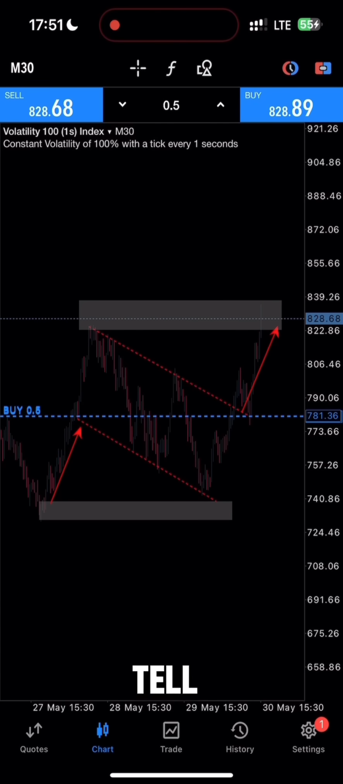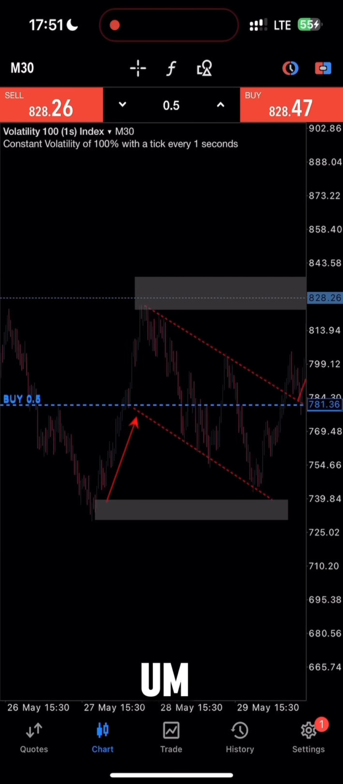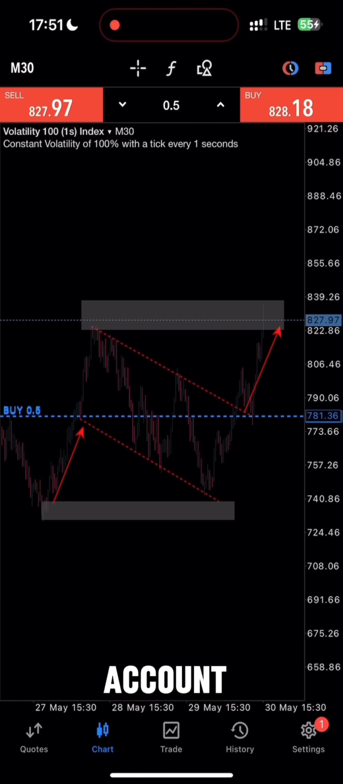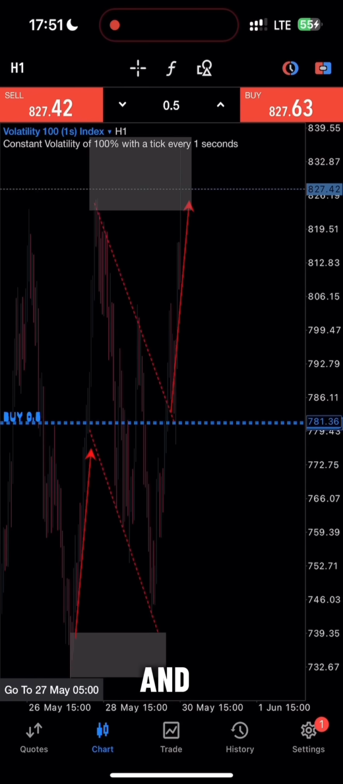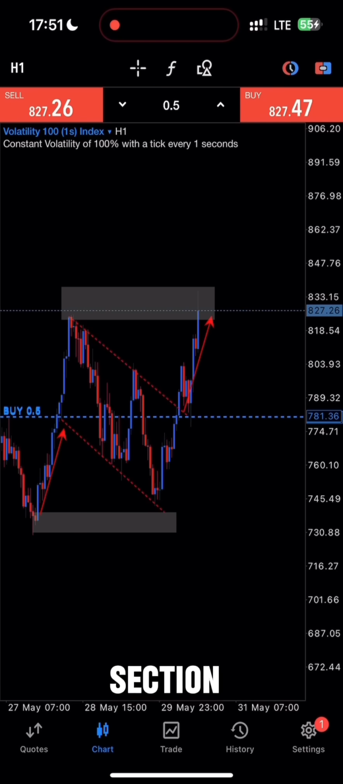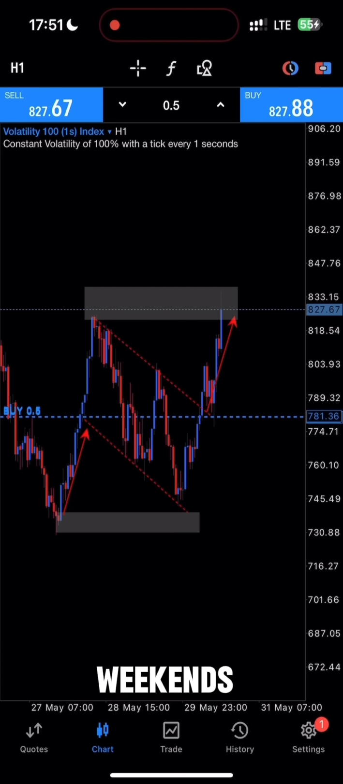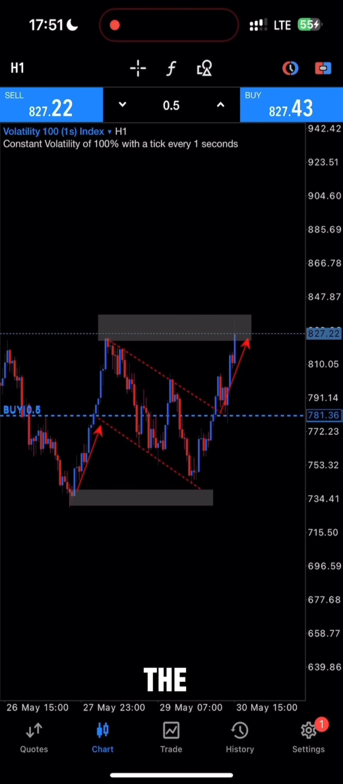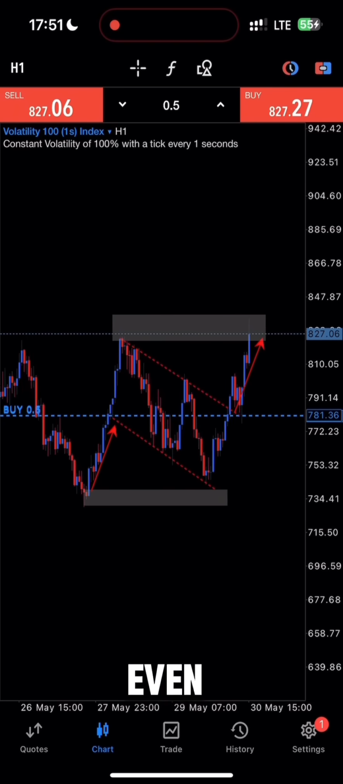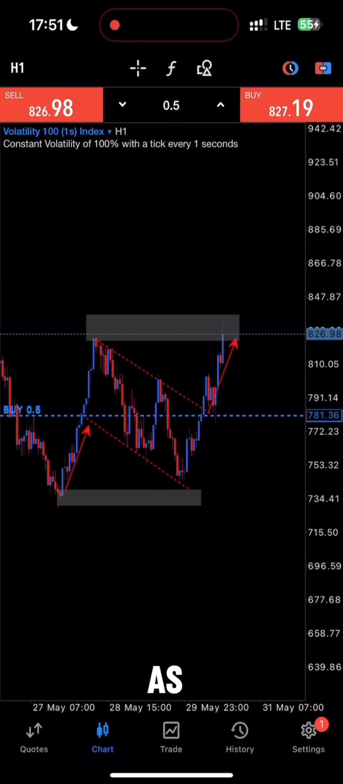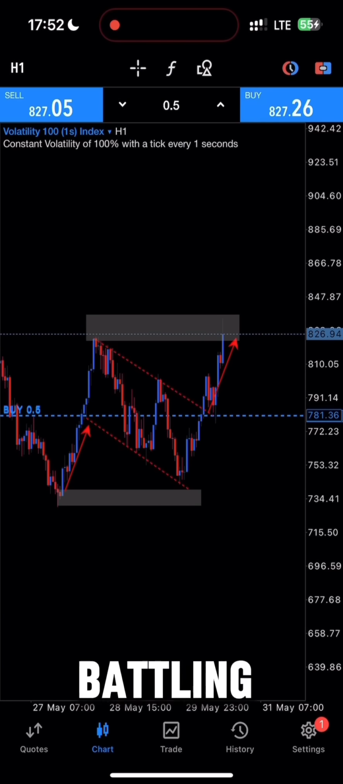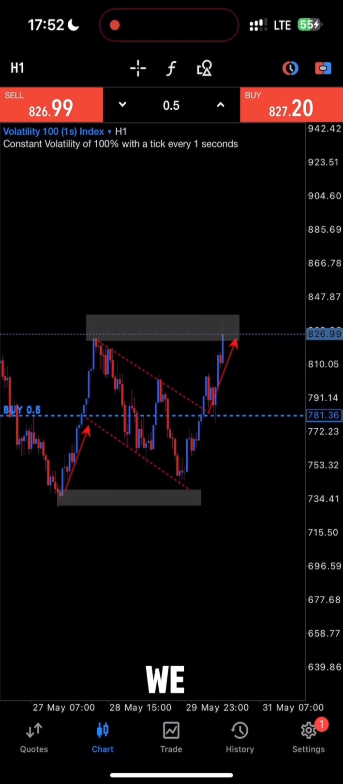Also, my favorite, I didn't tell you, it's Boom and Crash. Why? Because it is the giant for Deriv. That's the only way you can trade on weekends. We can never rest until we are rich enough. So on weekends we trade the Deriv synthetics, and even on the weekdays we do that as well. And while also battling on the financial side, we trade those as well, gold, etc.